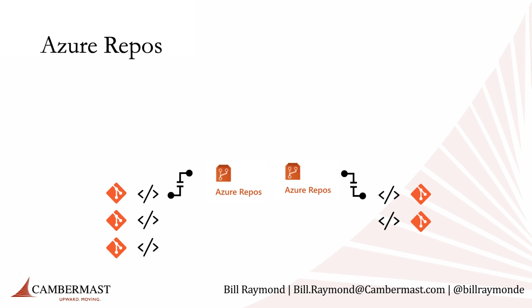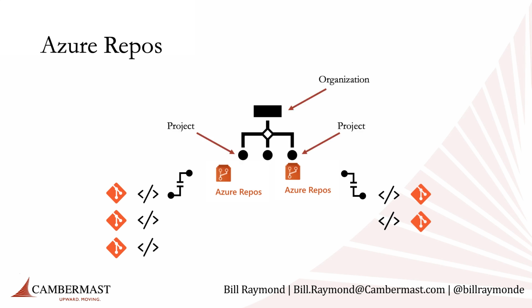Now, with Azure DevOps, you can have multiple sets of repos, and you can achieve that by setting up multiple projects. Here's where things get a little different than GitHub, for example. You can set up a project and have multiple repos in it, and then all those projects roll up to an organization. Let's take an example.